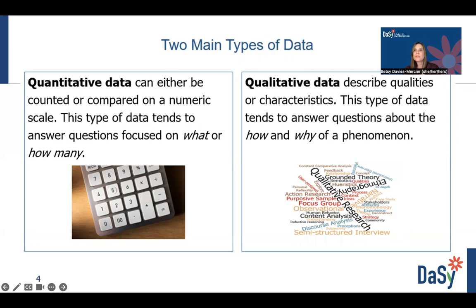The second type of data is qualitative data. Qualitative data describe qualities or characteristics of something without the use of numbers. This type of data can answer questions about the how and why of a phenomenon.